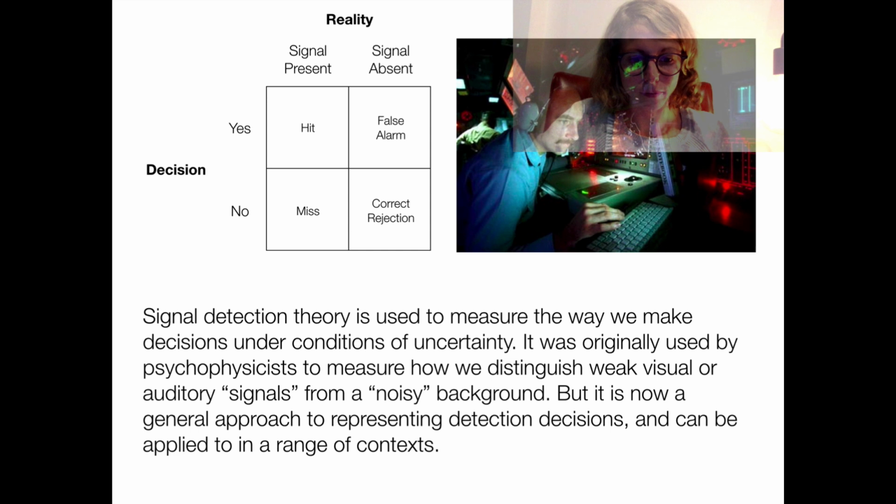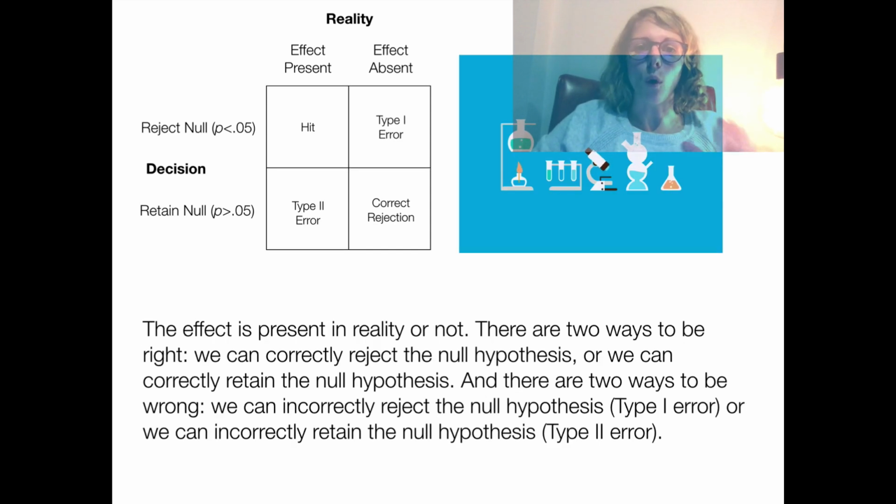Now, notice that we can represent the accuracy or the sensitivity of our experiments or our studies in psychology using exactly the same framework, using the same 2x2 table. So the effect is present in reality or not. And there's 2 ways for us to be right, and 2 ways for us to be wrong. So we can correctly reject the null hypothesis that the relationship or the difference between groups that we've observed is just due to chance. So we're inferring that the effect exists in reality. Or we can also correctly retain the null hypothesis that the relationship or the difference between groups is just due to chance variation. We're retaining the chance explanation for our data. So that's your hits and your correct rejections.